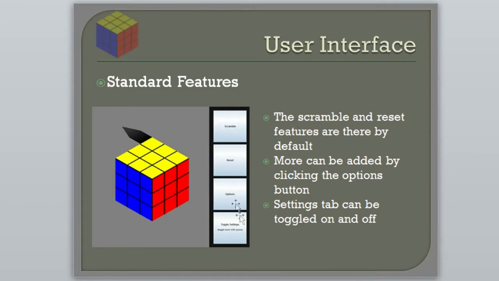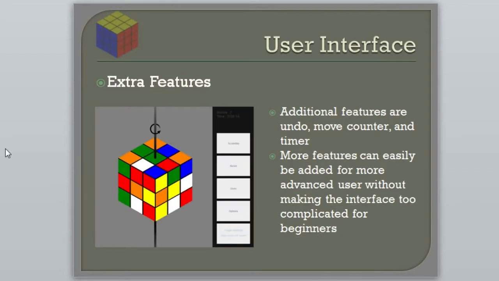So yeah, base manipulations here, and you can even click the toggle setting to take away all that, because I went for a little minimalist approach. So if you so wished, you could take away all these buttons and only have the Rubik's Cube. But then, of course, if you're in advanced use and you want more, you can add more to this.